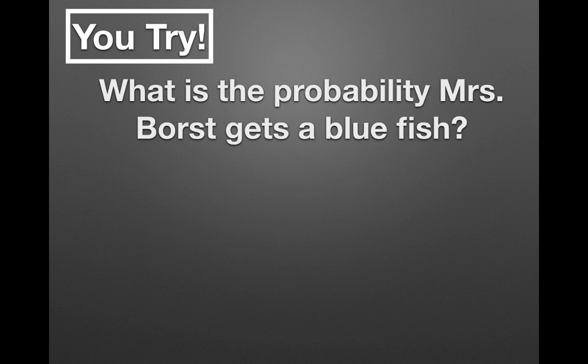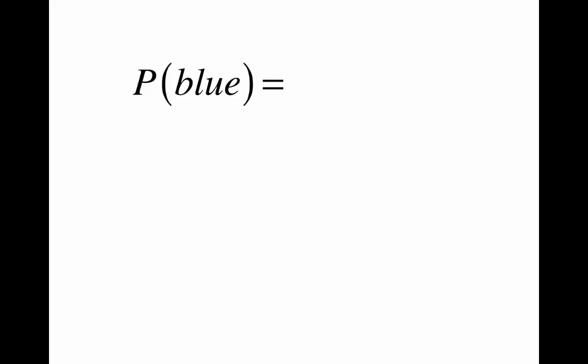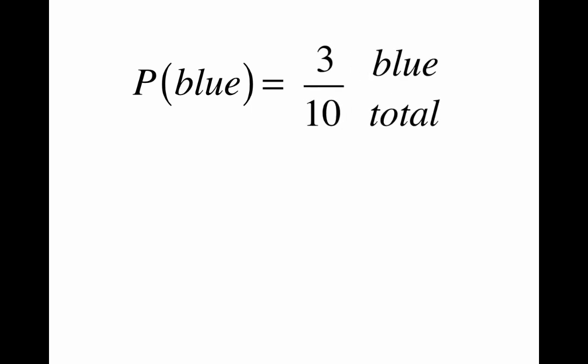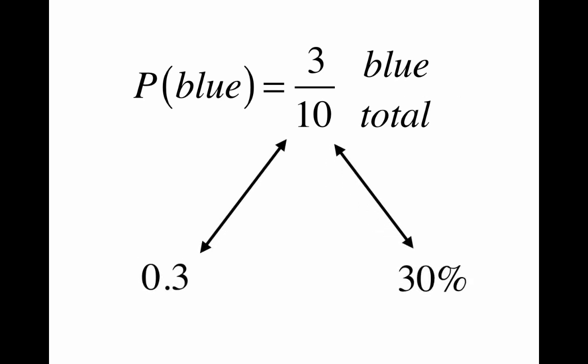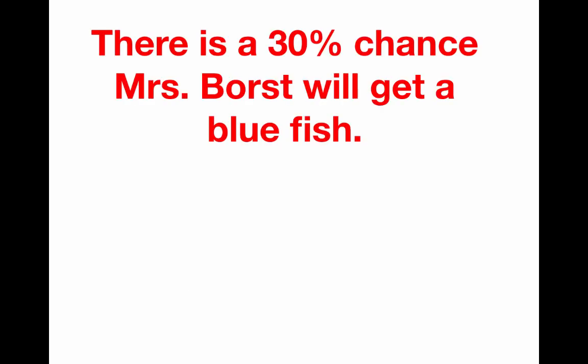Okay, so let's check your answer. The probability of getting a blue fish, well, remember there were 3 blue fish, and there are 10 fish altogether. So she has a 3/10 chance. But 3 divided by 10 is 0.3 as a decimal, which is the same as 30%. So she has a 30% chance of blue, which is higher than green. So there's a 30% chance Mrs. Borst will get a blue fish.